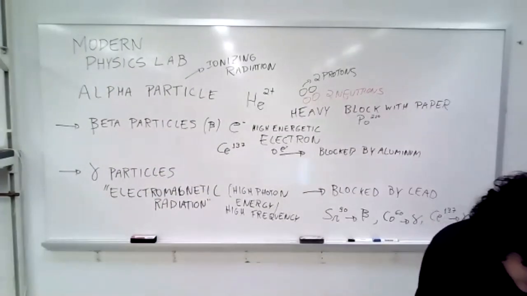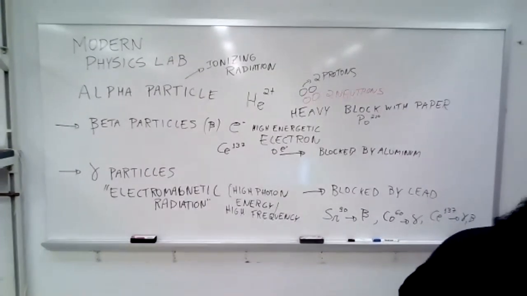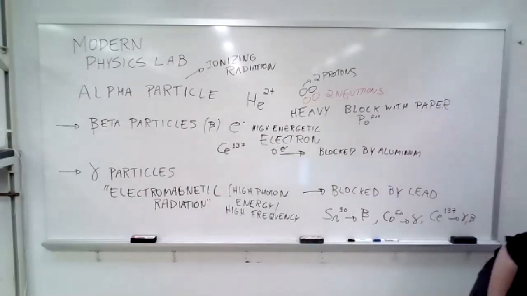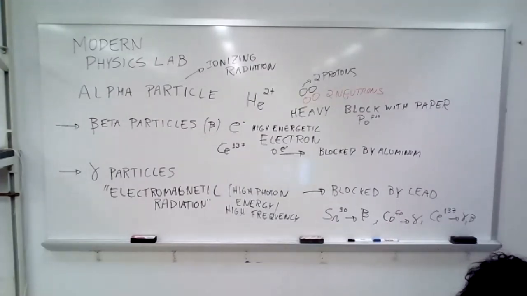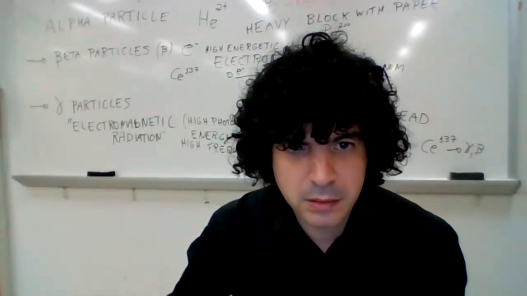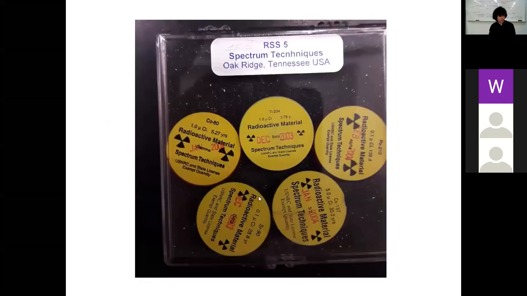Any more questions? Okay, so these are the samples you receive. There is a set of five samples. You have gamma, beta, gamma and beta, and also alpha, but the alpha polonium has already decayed. It has a very short lifetime. This is a very small quantity, so we don't need to worry about it.